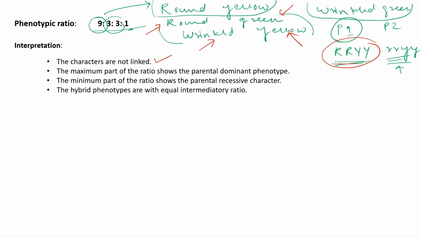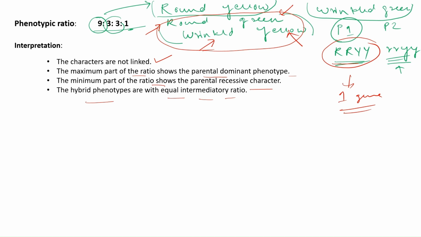If these would have been linked together, then they would have behaved as a single gene or a single character. In that case, we would not be able to get these hybrid ratios. So that means the characters are not linked. They are separate characters because they are the outcome of separate genes. The second interpretation is that the maximum part of the ratio shows the parental dominant phenotype. The minimum part of the ratio shows the parental recessive character or phenotype. And the hybrid phenotypes are with equal intermediary ratios.